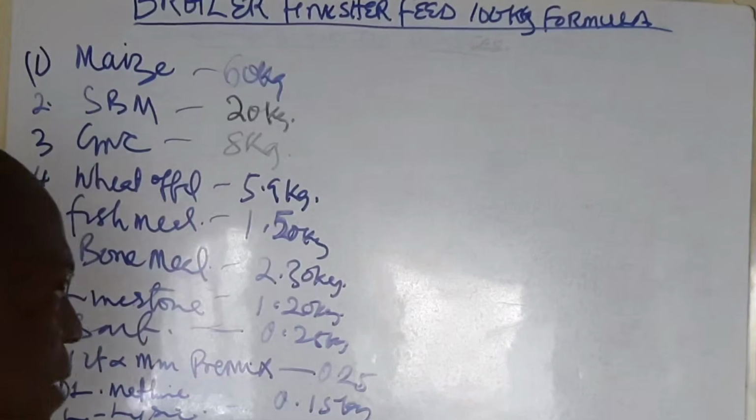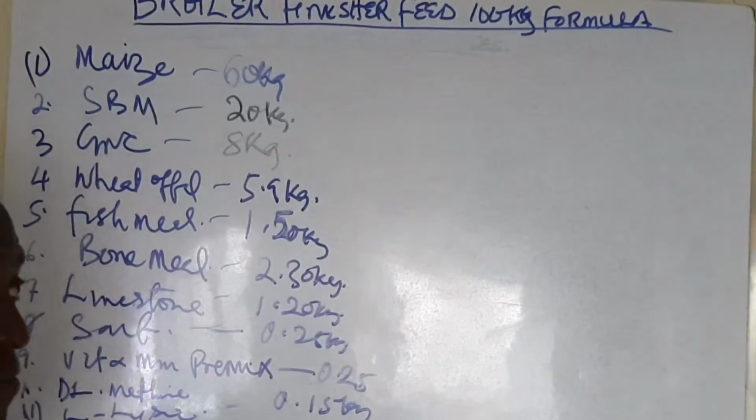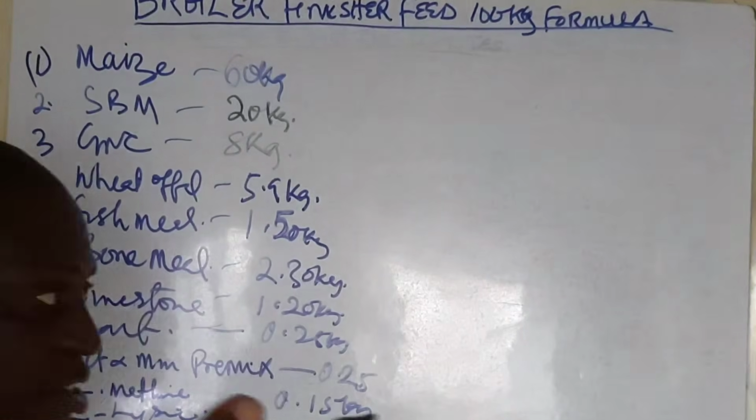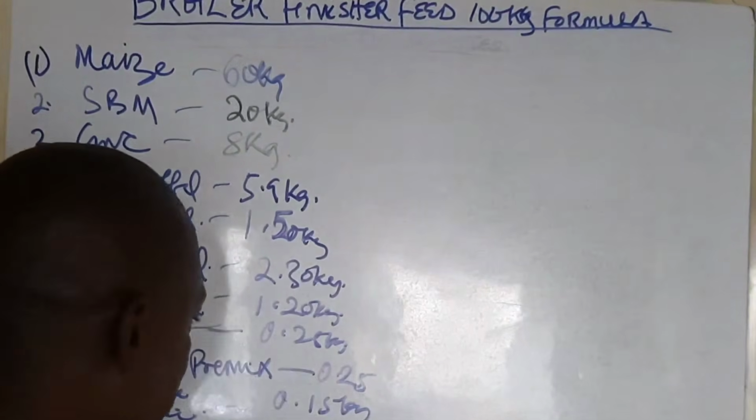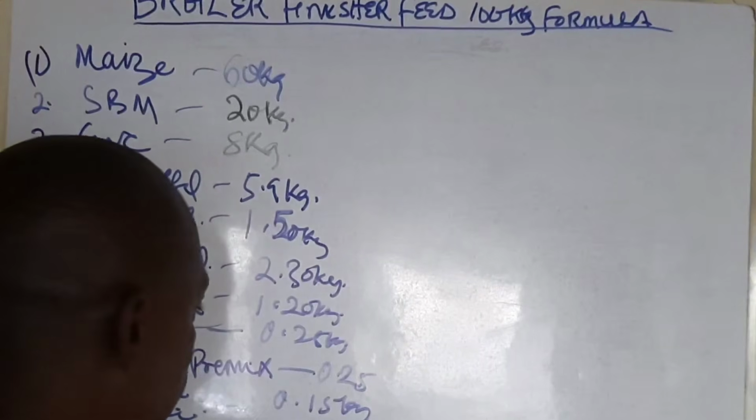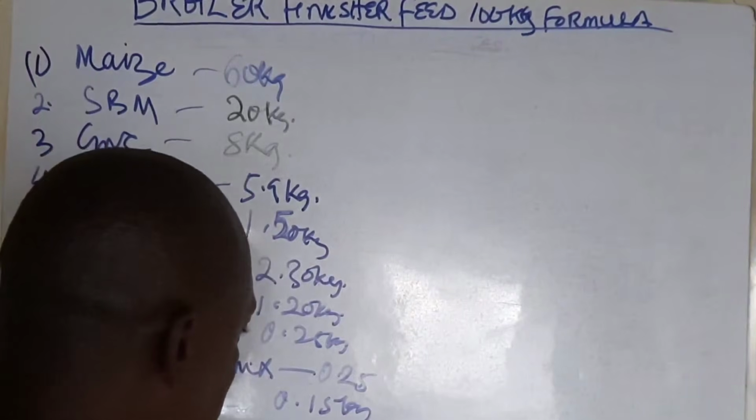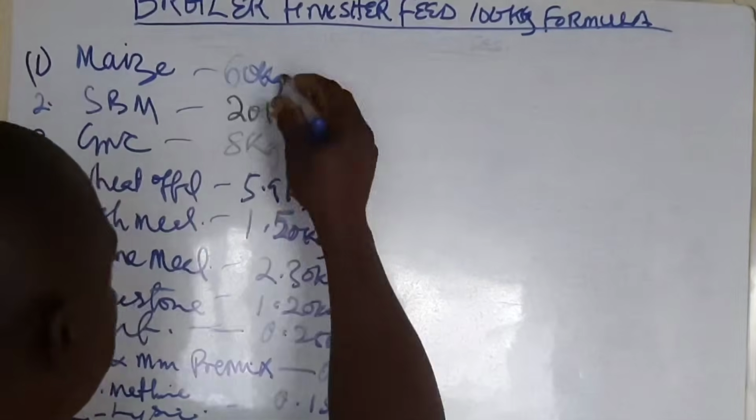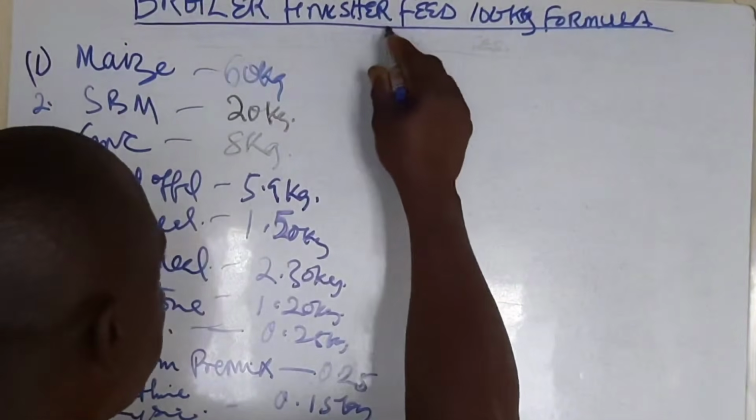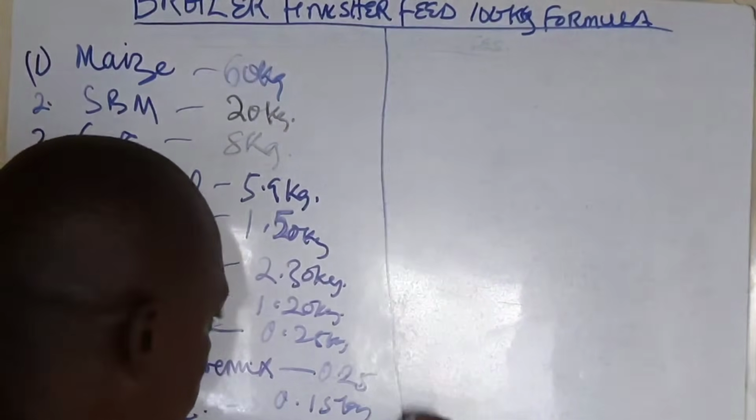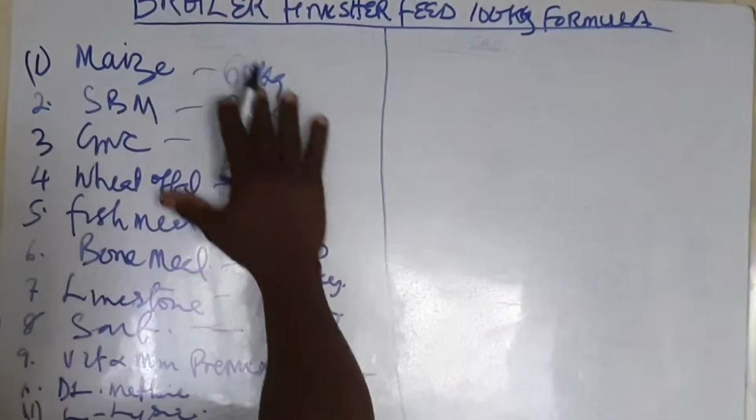So for our toxin binder, it's little quantity we need to preserve the feed to have a longer shelf life. We are using 0.25 kg. Here we have 100 kg feed. Now, this is our feed ingredients.